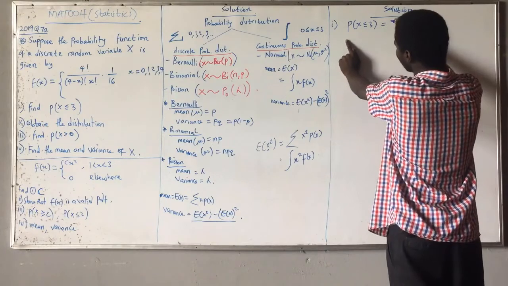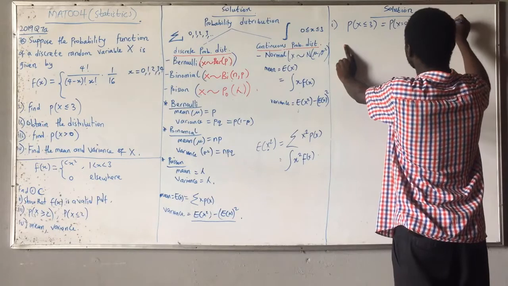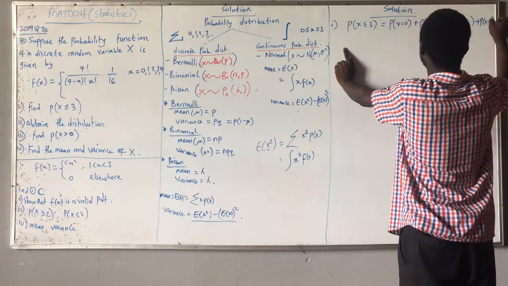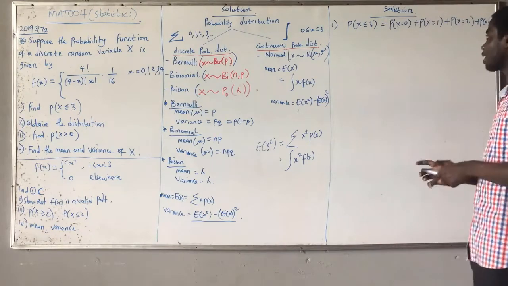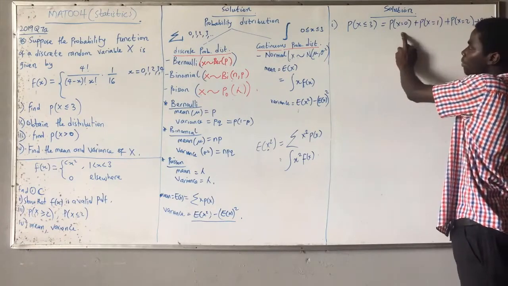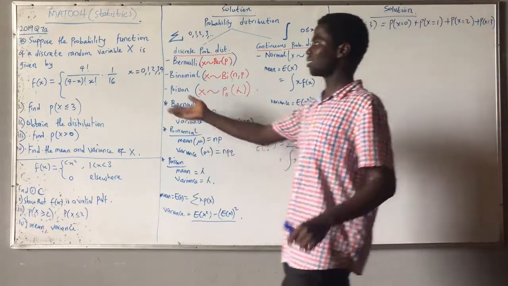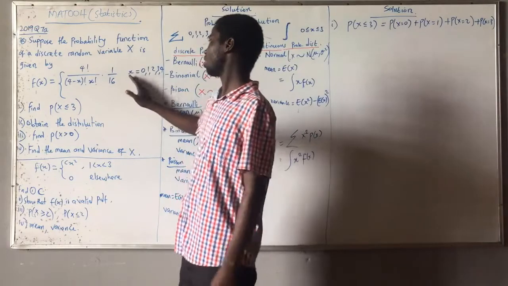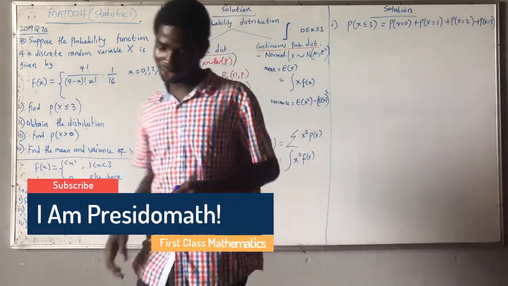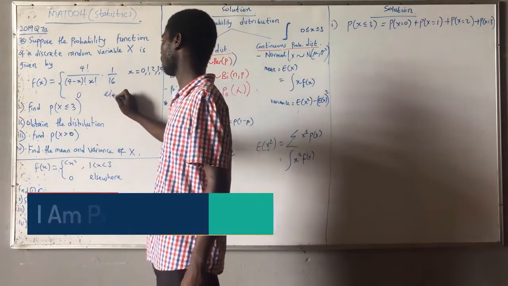That means this one is equal to the probability when x is 0 plus the probability when x is 1 plus the probability when x is 2 plus the probability when x is 3. Do you understand? So that is what it means, less than or equal to 3. This is 3 or less. So you will calculate the probability when x is 0, 1, 2, and 3. And how do you calculate it? You will be using this formula. When x is 0, 1, 2, 3, 4, use this. And I think in the question, I have 0 elsewhere.